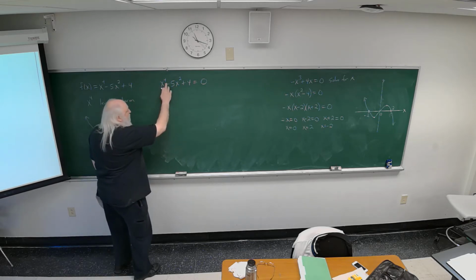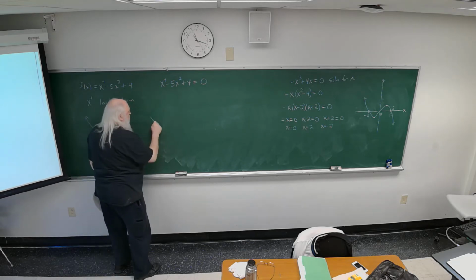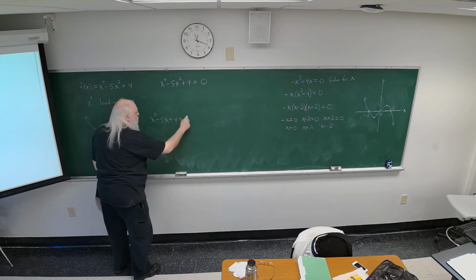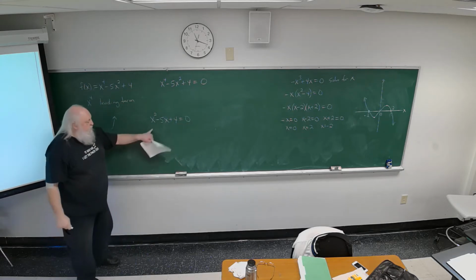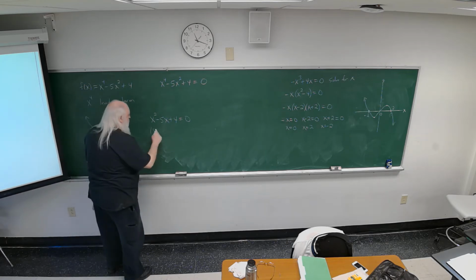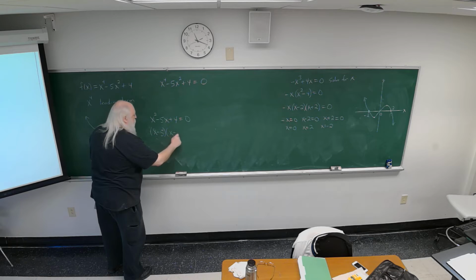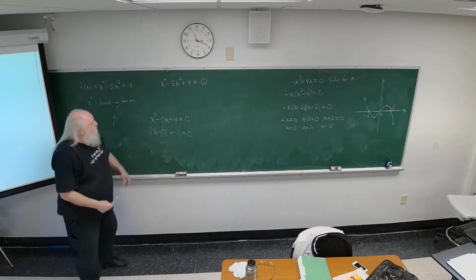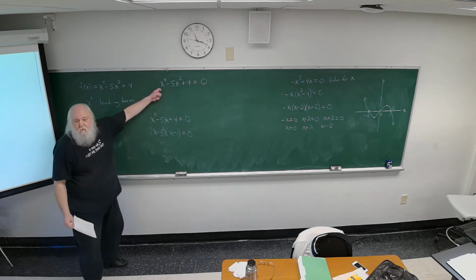If instead of x to the 4th and x squared, if we had x squared minus 5x plus 4, you would know how to factor that, right? That factors into x minus 5 times x minus 1. Well, we call this quadratic in form.